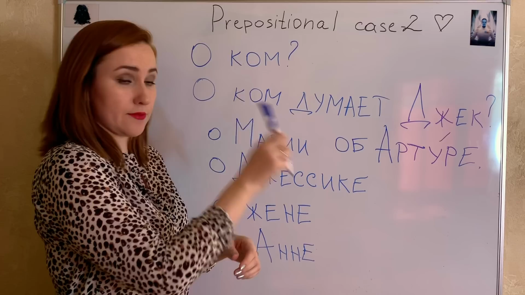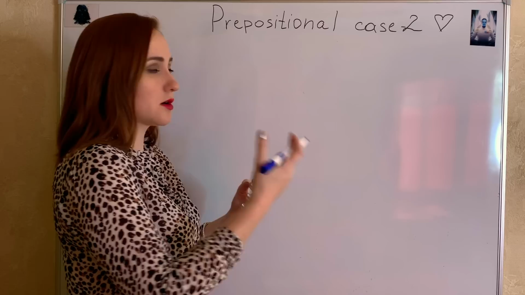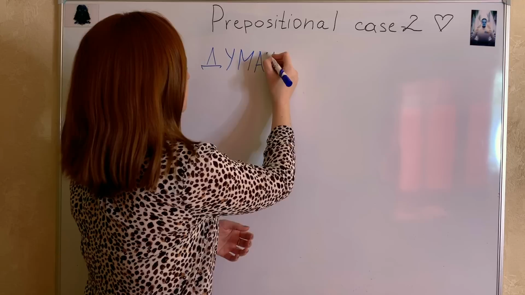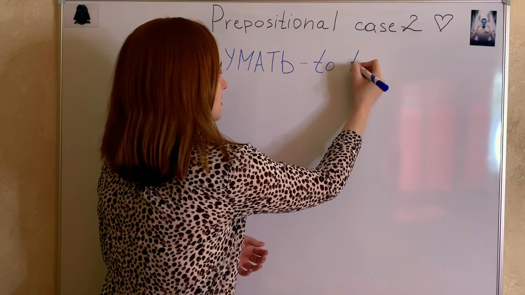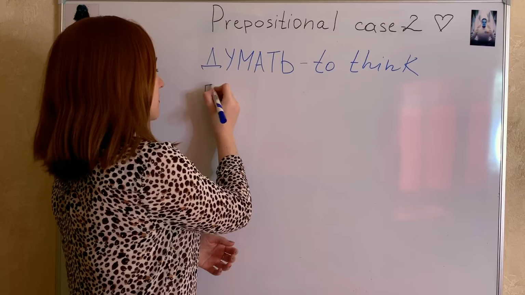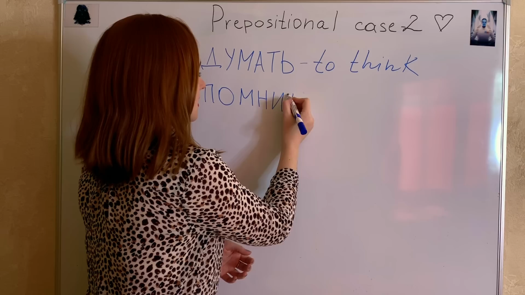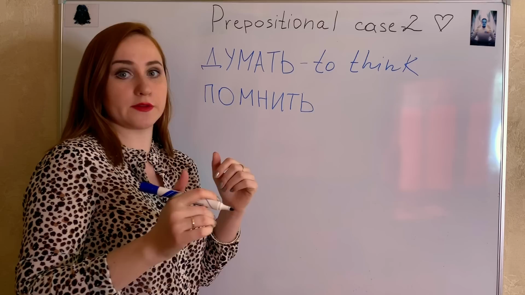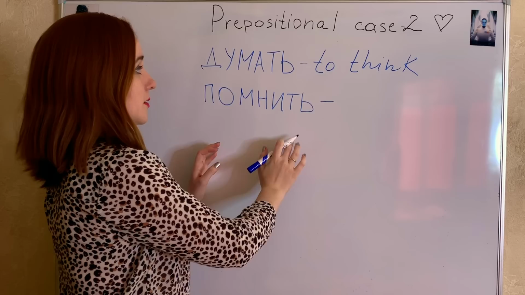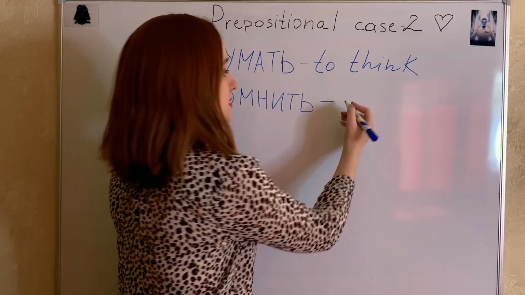So now let's recall several verbs, the most common verbs about it. So we already know думать, to think. I'm not sure, do you think I need to write the translation? Думать. Okay, I'll just do it, because I'm sure at least one person there needs it. To think, думать. Помнить, to remember. With some of these verbs, you will have to be careful in the future because sometimes they demand another case. But right now, you don't need this confusion. So we just stay with these verbs plus о. Okay? So помнить, to remember.